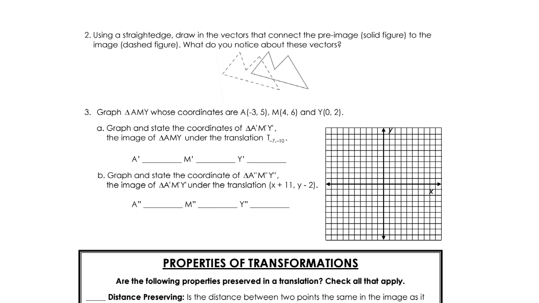All right, guys, we're on the back side of day 4 notes. And in number 2, it says using a straight edge, draw on the vectors that connect the pre-image, which is the solid figure, to the image, which is the dashed figure. Okay, so we're going from the solid to the dashed.